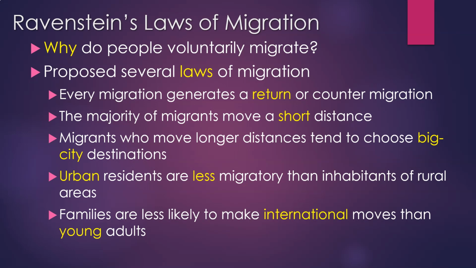Urban residents are less migratory than inhabitants of rural areas. So people living in a city in other parts of the world are less likely to migrate. This is part of the overall trend of a rural to urban migratory pattern. Families are less likely to make international moves than young adults, and most of those international migrants initially are going to be young men, and then eventually through chain migration it might be other members of the family.